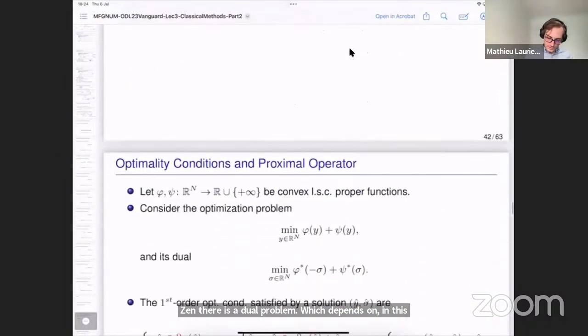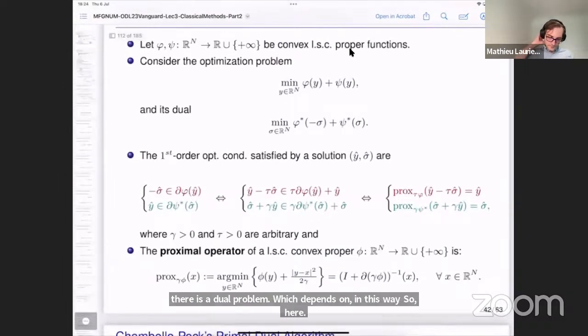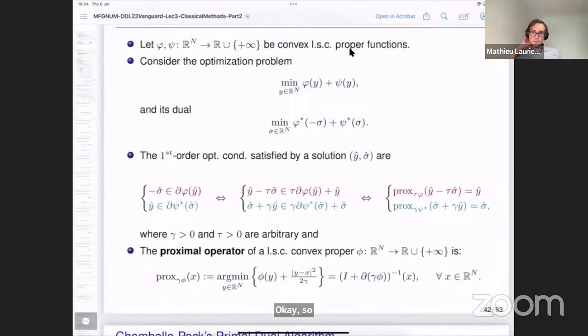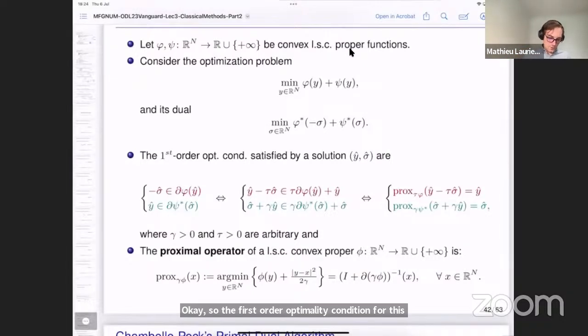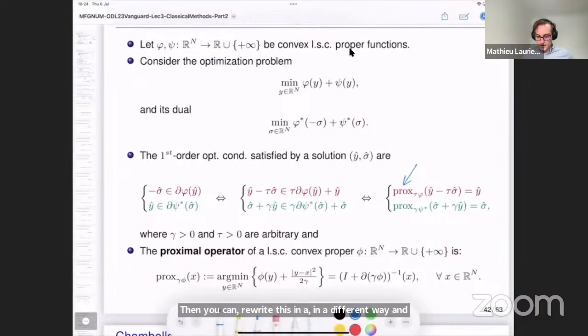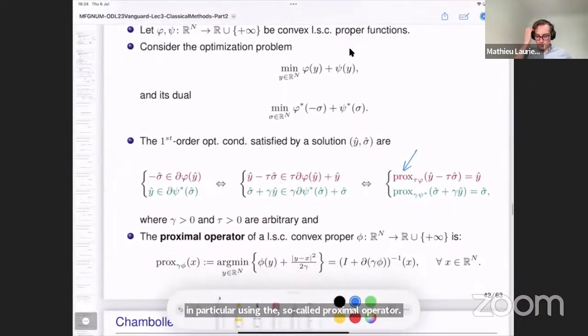So the first order optimality condition for this problem is the following. You want minus sigma hat to be in the gradient of phi, and you want y hat to be in the gradient of psi star. Then you can rewrite this in a different way, and in particular using the so-called proximal operator here. So I define it below.